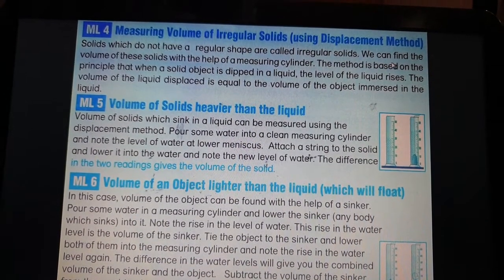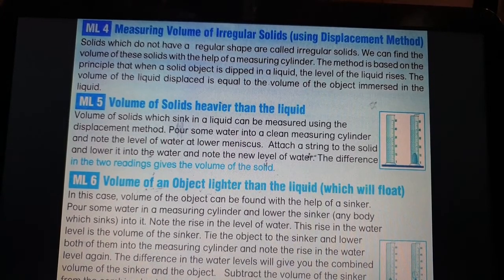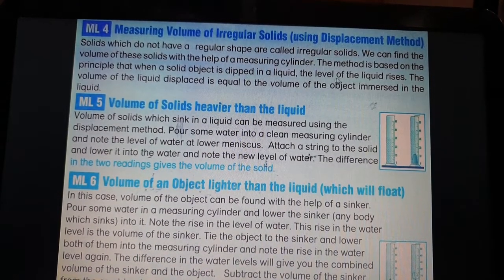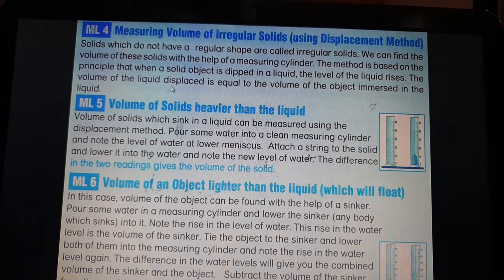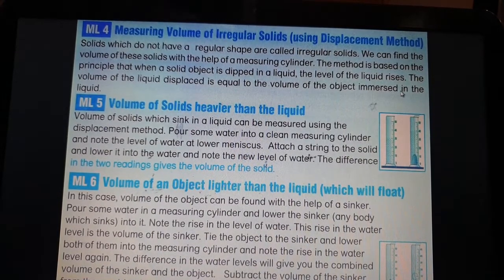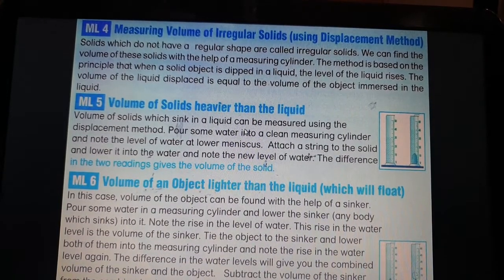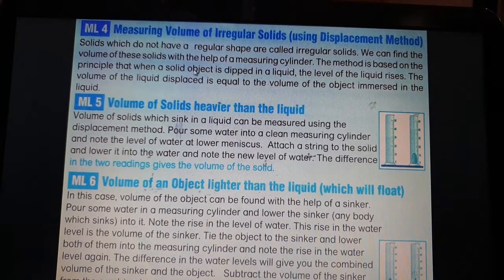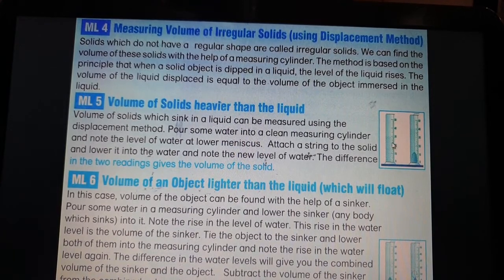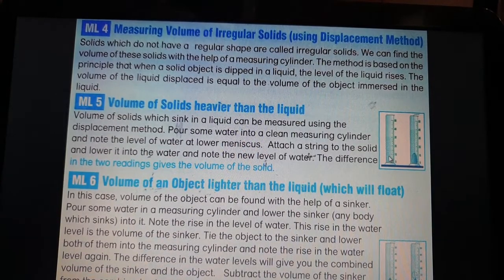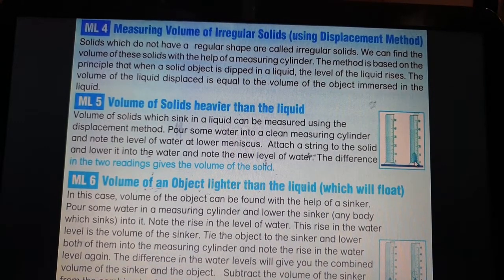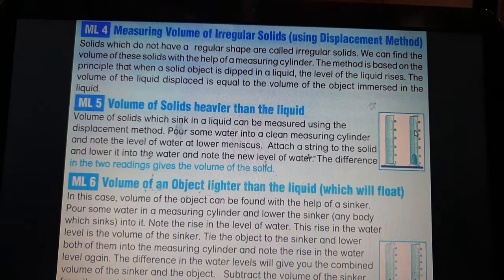We can find the volume of these irregular solids with the help of a measuring cylinder. The method is based on the principle that when a solid object is dipped in a liquid, the level of the liquid rises. The volume of the liquid displaced is equal to the volume of the object immersed in the liquid. For example, if you pour water inside a measuring cylinder and drop some solid object into it, the level of the water will get raised.